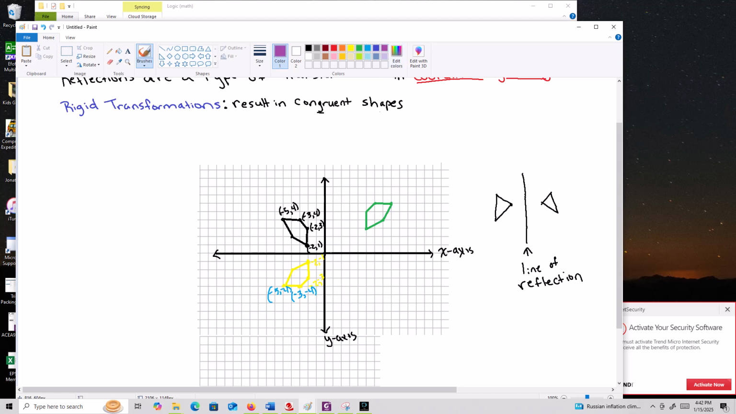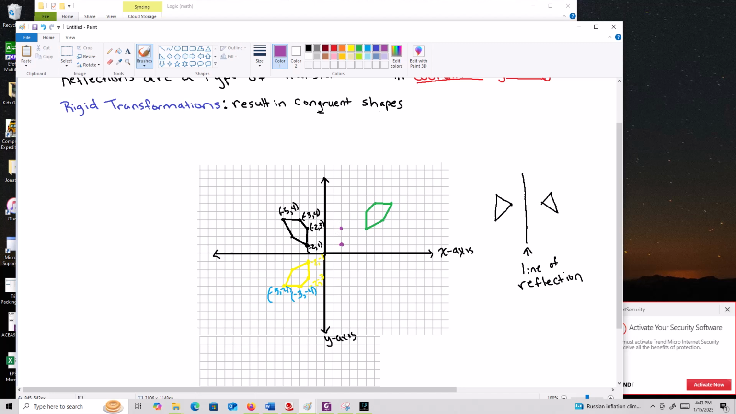Now if we reflect it across the y-axis, let me pick a different color. All right. The -2, 1 will stay. We're going to stay at 1, but we're going to move our -2 to a +2. Then we're going to stay up here at 3, but we're going to move the -2 to a +2.